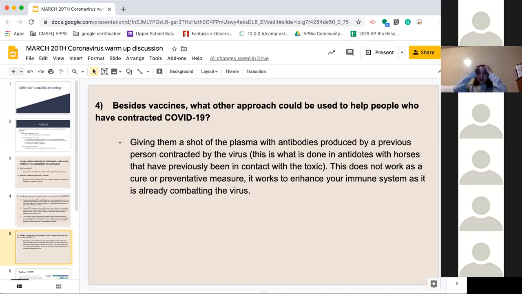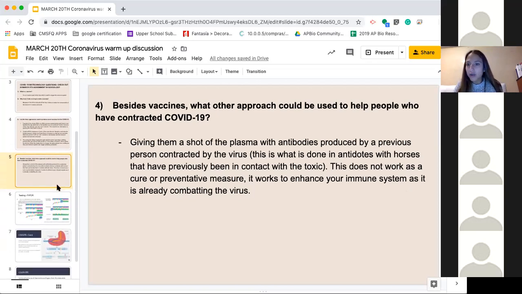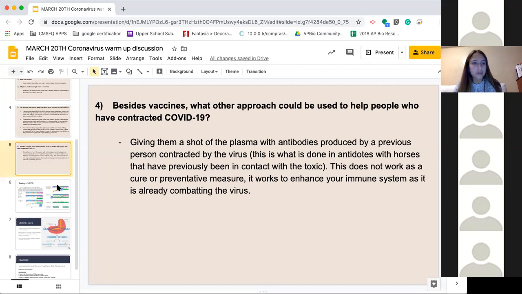Yes, Kari, it could definitely help babies that don't have their immune system totally developed yet. The problem always comes with ethics, right? When we're using antidotes, we're using horses. In this case, we're trying to use other human beings. So I would say that there can be an ethical concern there. Okay. So let's move on. If you have any questions, please just continue writing them, and I'll stop and answer.